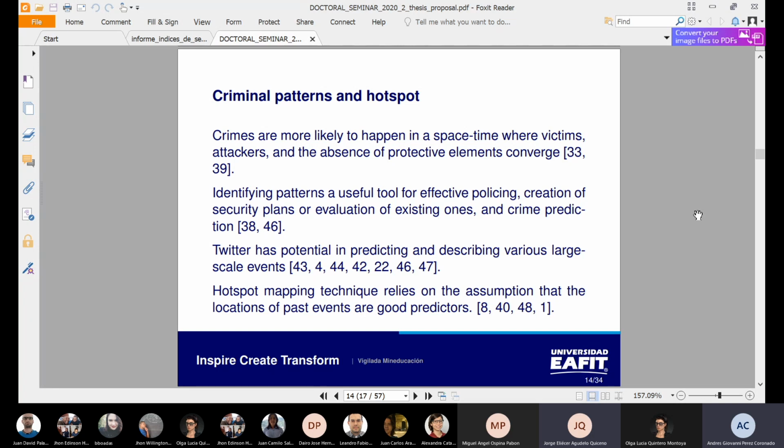Even social media like Twitter has potential for predicting crime, as it involves different data for models. The hotspot mapping technique relies on the assumption that the locations of past events are good predictors. With the concentration of a lot of crime, we can predict that in the future crime will happen again in the same place, or at the same point P.